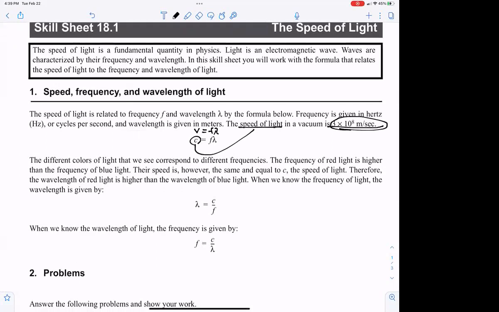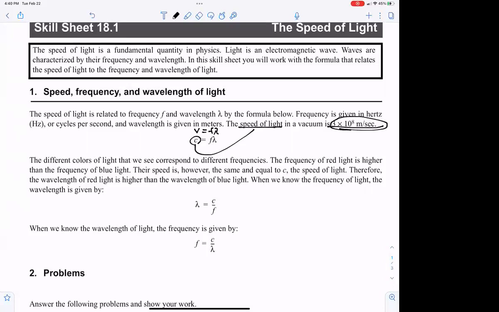Different colors of light that we see correspond to different frequencies. The frequency of red light is lower than the frequency of blue light. Their speed is, however, the same and equal to c, the speed of light. Therefore, the wavelength of red light is higher than the wavelength of blue light.